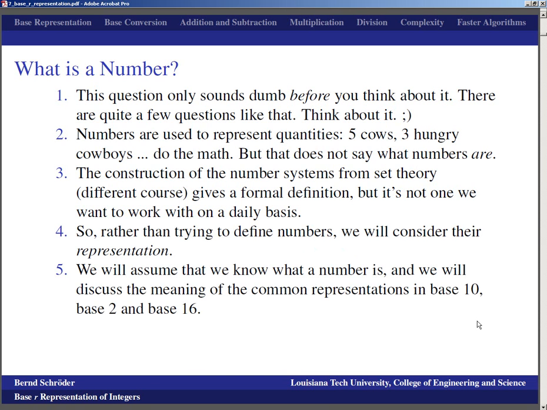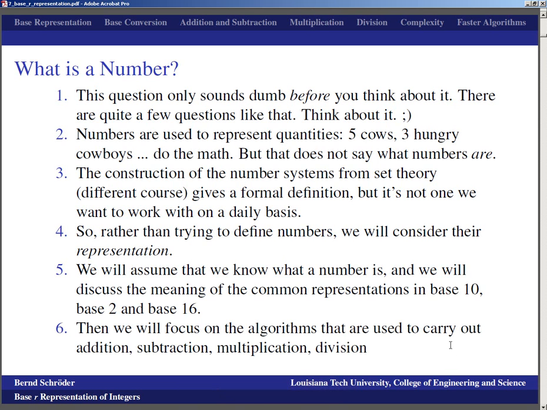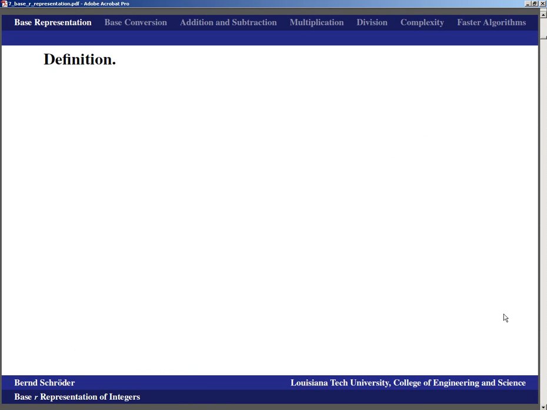And so we will assume that we know what a number is, or that we think we know what a number is, and we will discuss the meaning of the common representations in base 10, base 2, and base 16. Once we've done that, we'll focus on the algorithms that are used to carry out the regular arithmetic operations and how they are realized in computers, because that ultimately tells us how expensive or not these operations are.